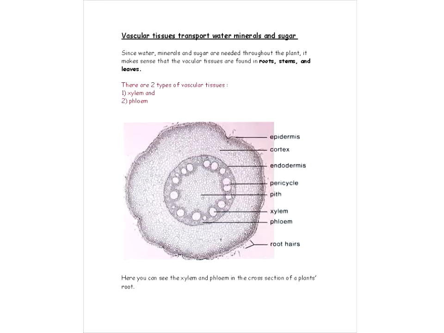Alrighty. So we're going to talk about vascular tissues. Vascular tissues transport water, minerals, and sugar. Now, since water, minerals, and sugar are needed throughout the plant, it makes sense that the vascular tissues would be found in the different parts of the plant, in the roots, in the stems, and in the leaves. Now, there's two different types of vascular tissues, the xylem and the phloem. Okay, and you can see them in this picture, which is a cross-section of a root cell.